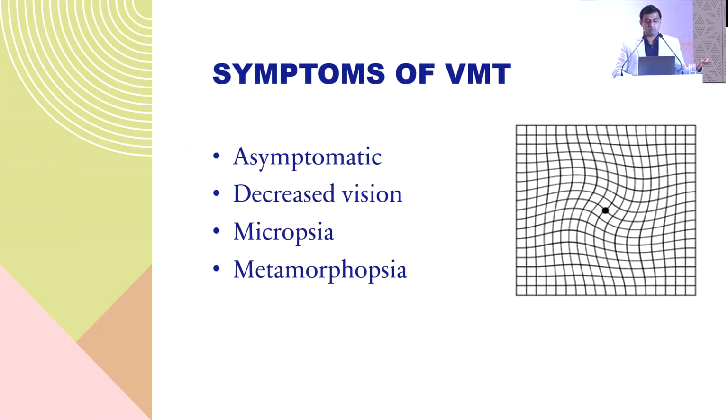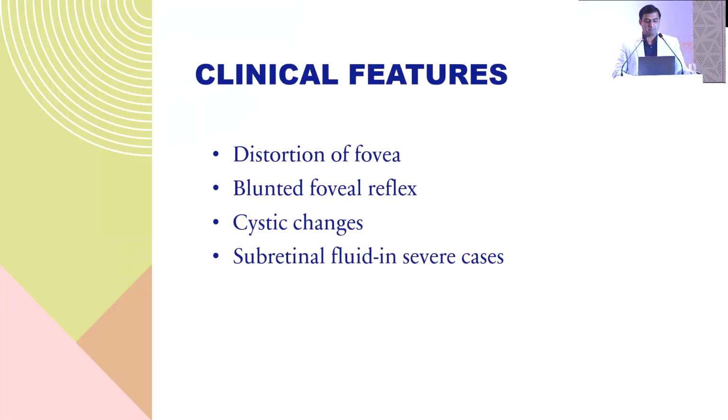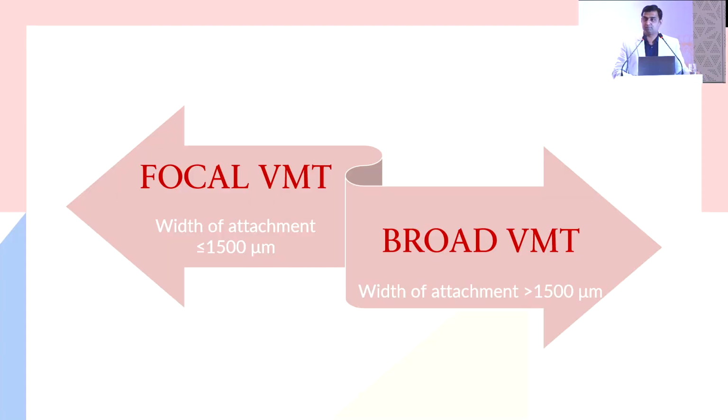So what are the symptoms? Sometimes the patient might be asymptomatic, sometimes he might have decreased vision, micropsia or metamorphopsia. So what the patients usually describe as clinical features is distortion. What we see on the fundus examination is the distortion of the fovea, blunted foveal reflex, cystic changes, and in very severe cases we might even see subretinal fluid.